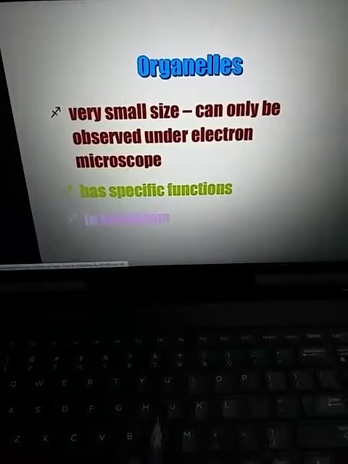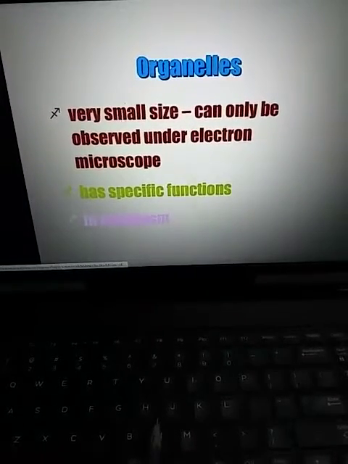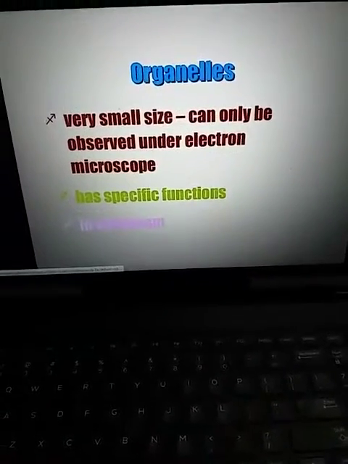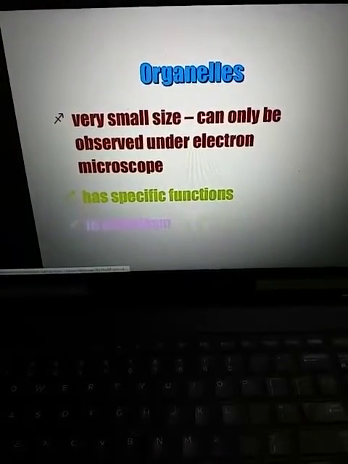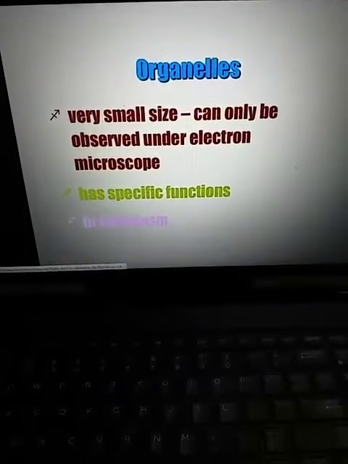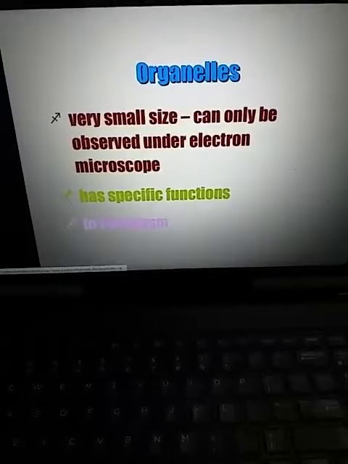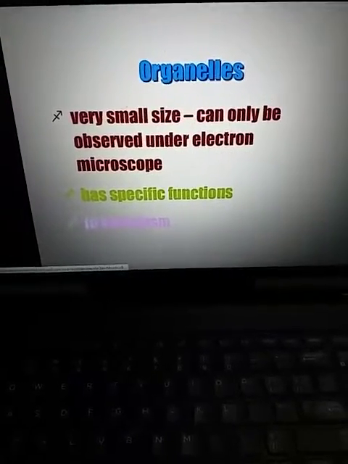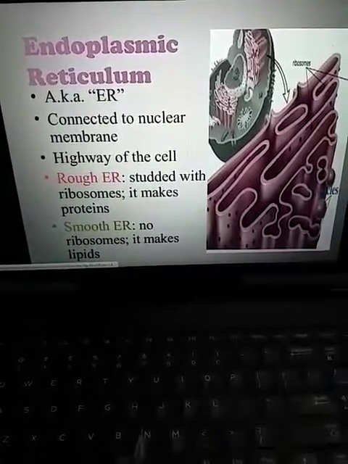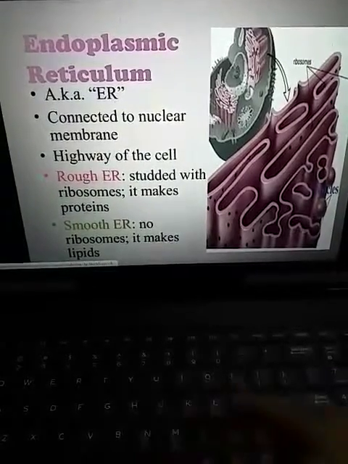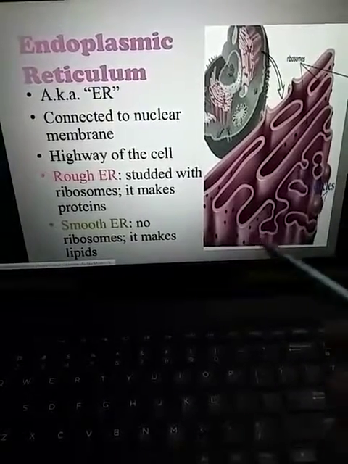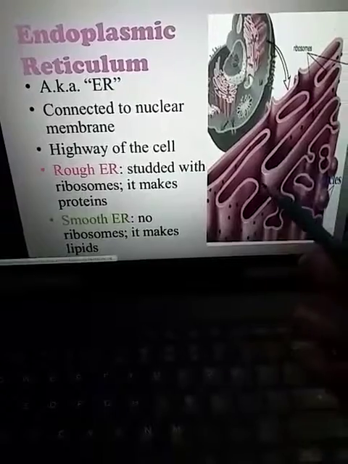Next, we will see the organelles, which are very small in size and can only be observed under the electron microscope. The cell is very small, and the organelles present in the cell are also very small, so they are only visible under the electron microscope and have specific functions in the cytoplasm. First of all, we will see the endoplasmic reticulum. These structures, which you can see in the animal cell as well as the plant cell, are known as the endoplasmic reticulum.